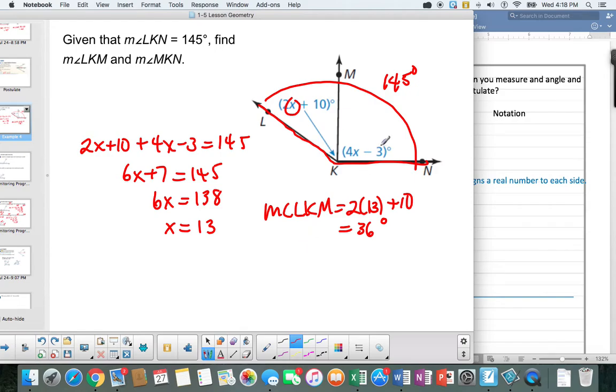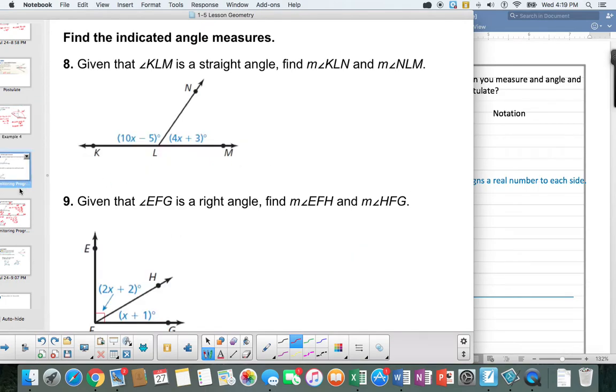Now I can go ahead and put 13 in here, but I know it has to be the leftover from 145. So when I subtract 36 from 145, I'm going to get 109. So the measure of angle MKN is equal to 109. Those two have to add up to 145. All right, your turn. You have some hints here. You know that you have a straight angle and you know you have a right angle. Stop the screencast, see what you can do, and then compare your answers with mine.